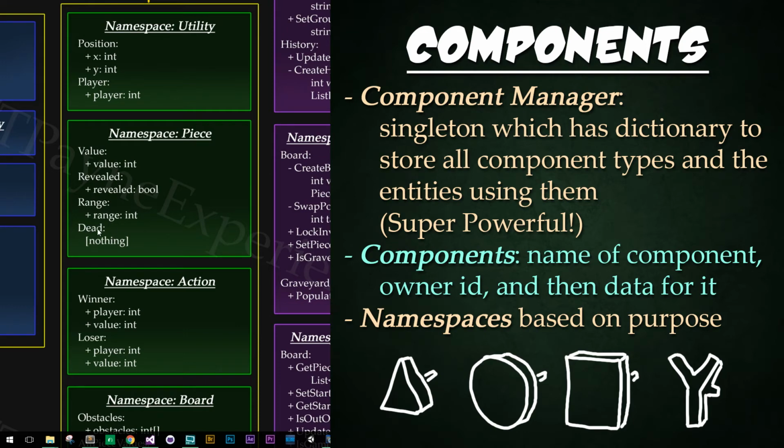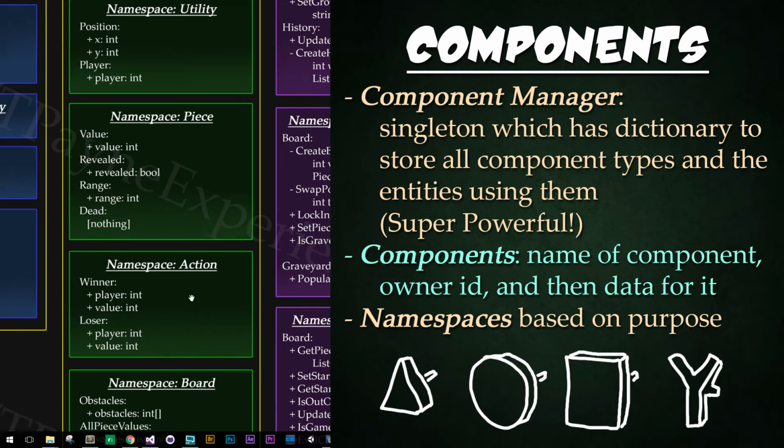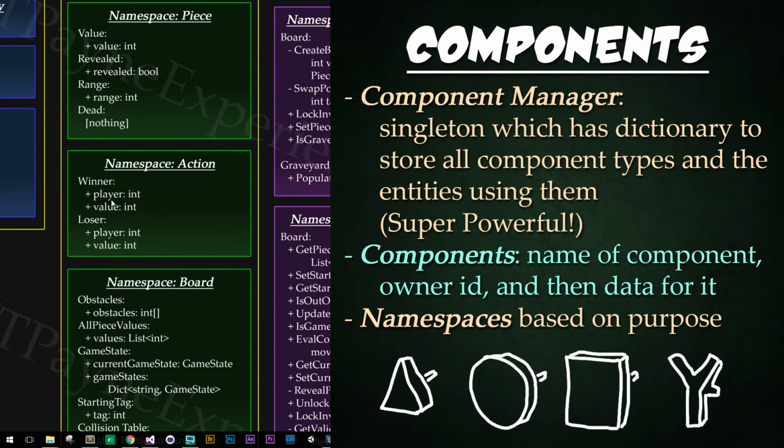Then we have namespace piece, which just has value of int, revealed Boolean, a range of int, and dead. This dead component is a component that I add on to an entity once it has died. It also removes the range function, it removes the revealed, and just keeps the value. So it just has dead and value. My mouse cursor reversed that. Oops. But yeah, that's basically all the stuff that's going to be needed for the pieces. Then we have the stuff for the actions, and it just has player value and regular value for the winners and losers of each. Okay.